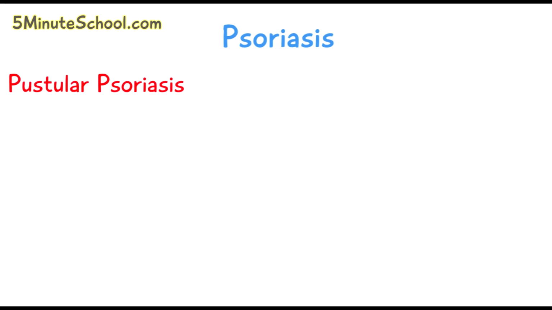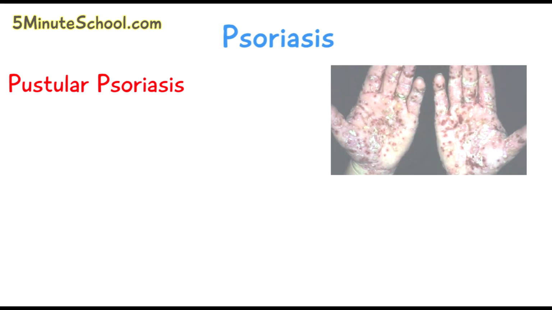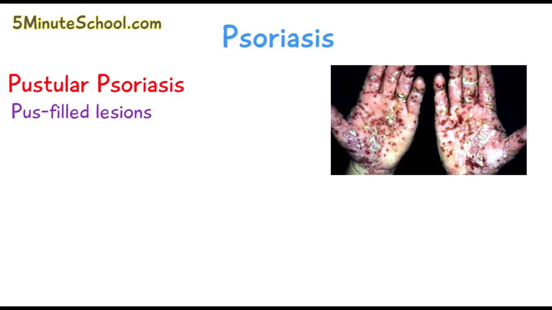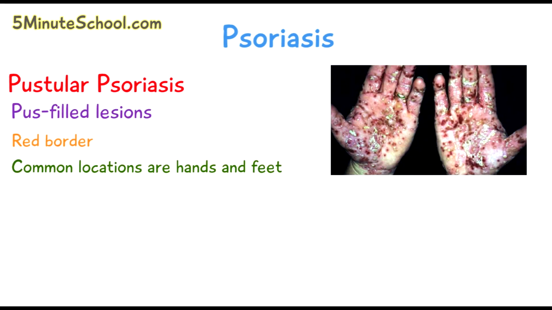Another type is pustular psoriasis, where we have pus-filled lesions with redness around them, and it's usually happening in the hands. This is one of the more serious forms of psoriasis.